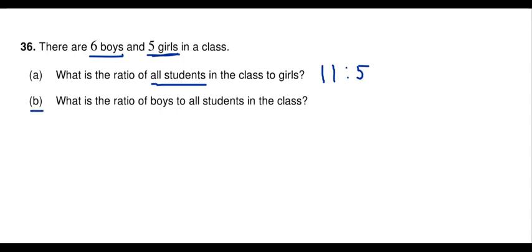The next one is for B, what is the ratio of boys to all students? Well, boys is 6, right? We have that right there. They're not comparing boys to girls again. They're comparing boys to all students. So that would be 6 to 11. If they compared boys to girls, it would be 6 to 5. Or girls to boys, it would be 5 to 6. But they kept on comparing it to all students in the class. So therefore, these would be your answers. Just be careful when you're looking at ratios to make sure that you're answering them the way that they are asking the question.